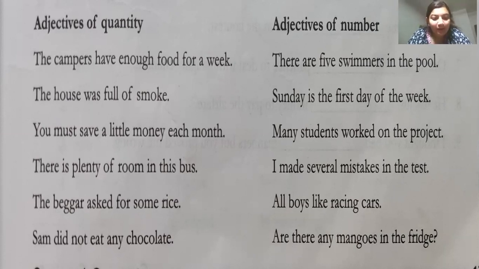The beggar asked for some rice. How much rice? Some. Sam did not eat any chocolate. How much chocolate? Any. Then comes adjectives of number. We need to ask the question how many for it. There are 5 swimmers in the pool. How many? 5. Sunday is the first day of the week.